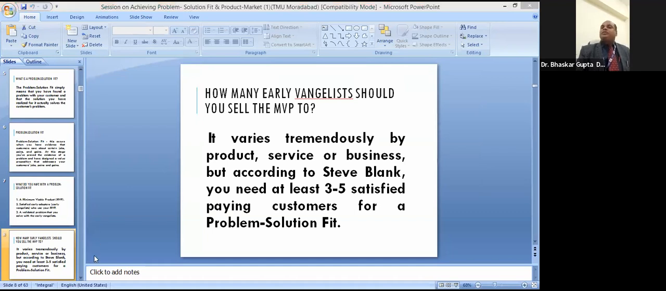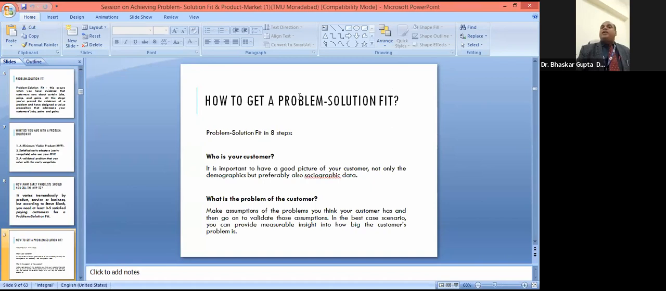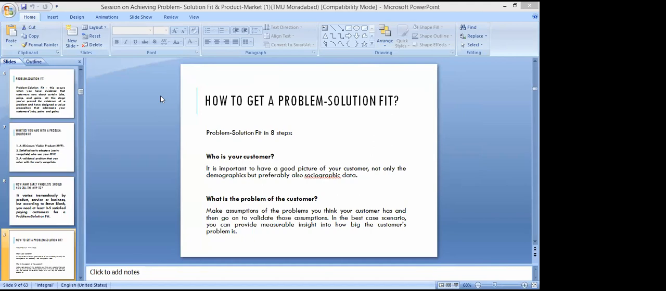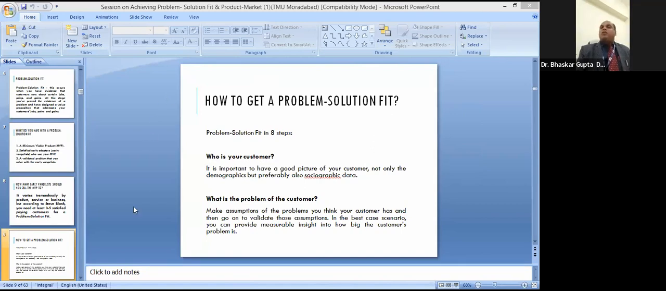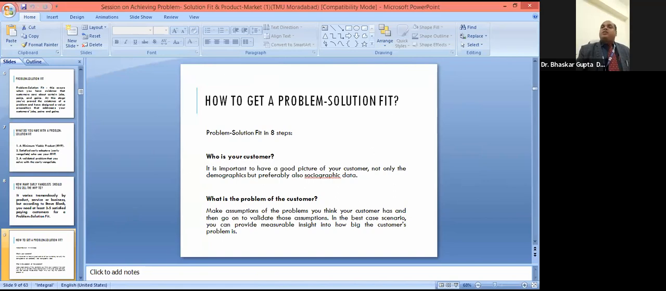Next, please. It is very, very important to know about your customer. Who is your customer? It is important to collect the demographic data of your customer as well as sociographic data. What is the problem of the customer is equally important, which you need to know. What is the root cause of the problem is the most important thing. Whenever you are going to empathize with your customers or end users, you have to express empathy and compassion towards your customers. You have to work with a down-to-earth approach. You have to understand their problems, their wants and needs.